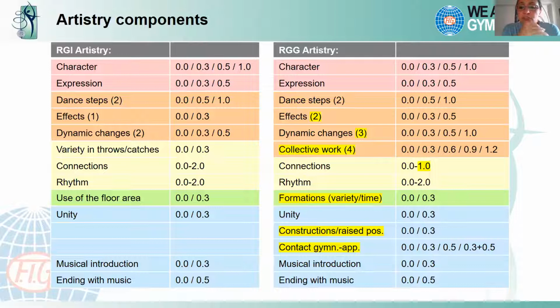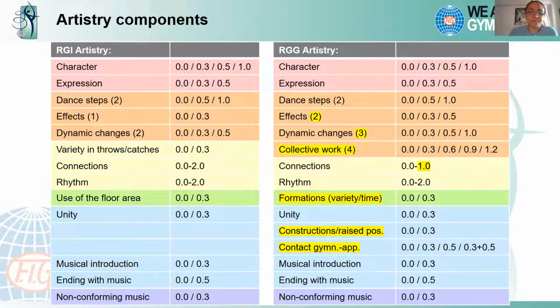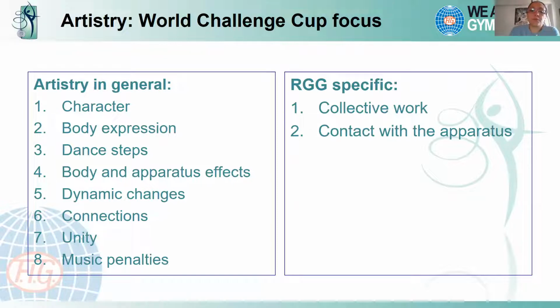The constructions, raised positions, contact with the gymnast and the apparatus. This is for groups. And then we have the musical introduction and ending with the music either earlier or before. This is also a penalty. Non-conforming music is also 0-3. So artistry in general, we have character, body expression, dance steps, body and apparatus effects, dynamic changes, connections, unity, and music penalties. For groups in specific, we have the collective work and contact with the apparatus.